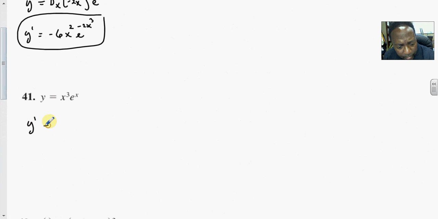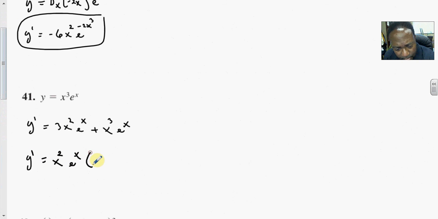Here, the derivative there, we use the product rule, so we get 3x squared times the second plus the first times the derivative of the second. Well, the derivative of e to the x is just e to the x. Now you can leave it like that, or you can just simplify it, factor out the common terms. The common term is x squared. X squared e to the x. You have left 3 plus x.